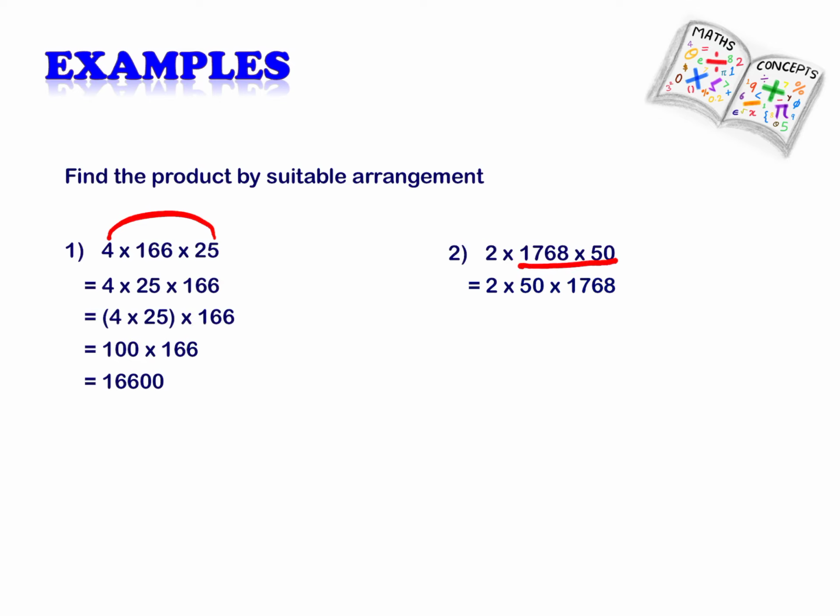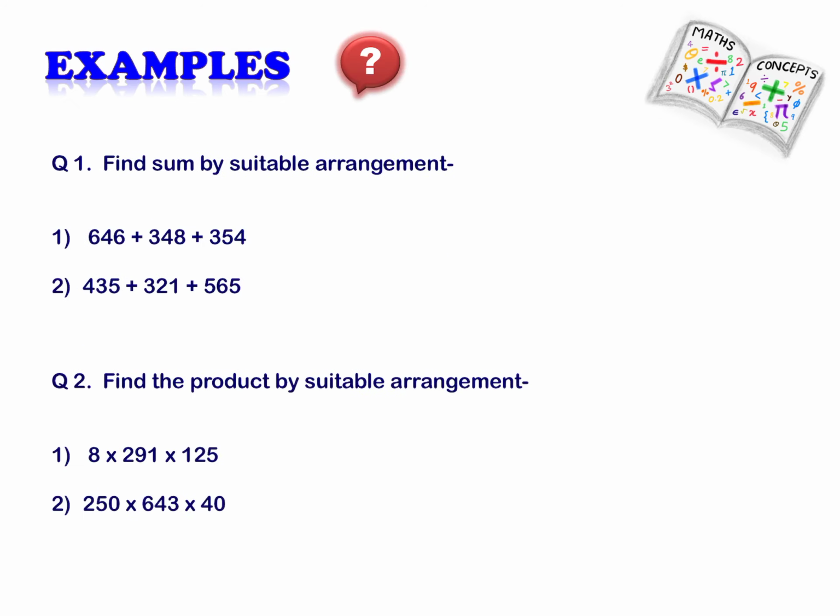Okay, the second example is 2 into 1768 into 50. I'll exchange the places of the last two numbers, that is the commutative property, and then I'll group 2 and 50 applying the associative property, which will give me 100 into 1768, which gives me the answer as 1,76,800. Okay, so it was pretty easy to solve these examples applying these properties.